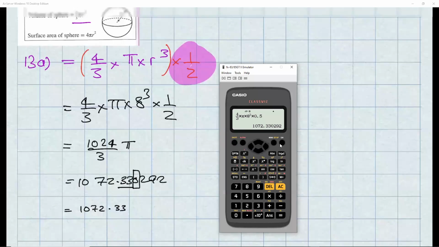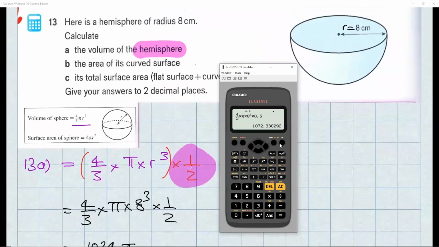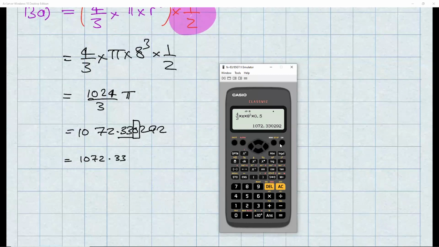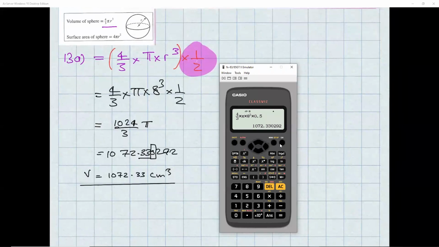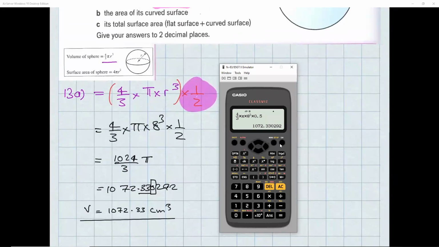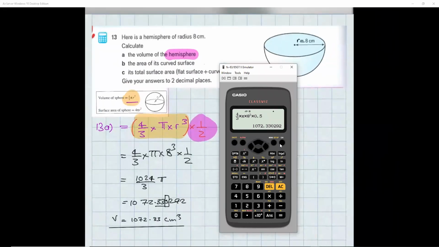0.33. Yeah. And what's the units for the centimeters? Centimeters cubed. Well done. Excellent. Okay, lovely. 13A done. Fantastic. So remember, the main part of the formula is the volume of a sphere. That's the full sphere. Now, because we only have half a sphere, the hemisphere, we have to do the adjustment in pink, the highlighted times by a half, which means we only want half of that volume, which we've done carefully, and we've got a pure answer and a rounded-off answer.